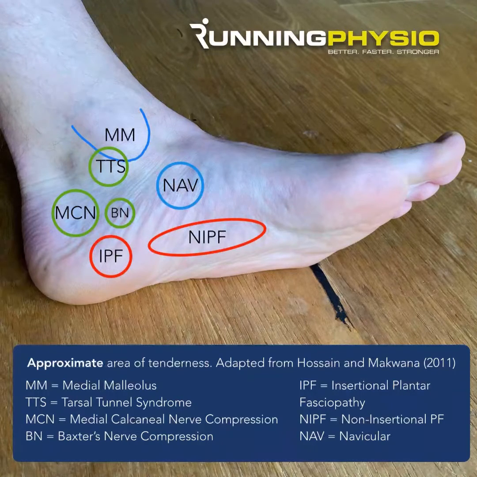Now, we can see here we've got the rough approximate areas of tenderness for this. So where you see TTS, that's where we might expect it to be tender for tarsal tunnel syndrome. Just beneath that, you've got MCN, the medial calcaneal nerve compression, and next to that, BN, which is Baxter's nerve compression. So these might be where we'd expect to see some tenderness with these more neural causes.